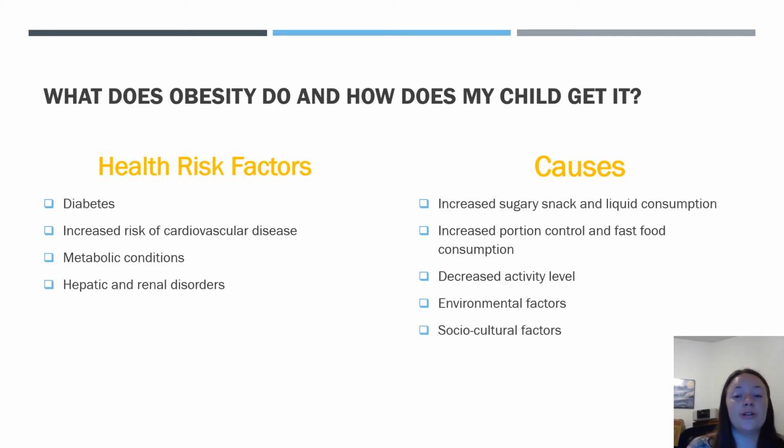What causes childhood obesity? A lot of times it's just a lot of different things. It could be increasing sugary snacks and liquids like soda and snacky cakes, and a lot of those processed foods, things like Pop-Tarts and fruit snacks. Increasing portion sizes and fast food consumption.